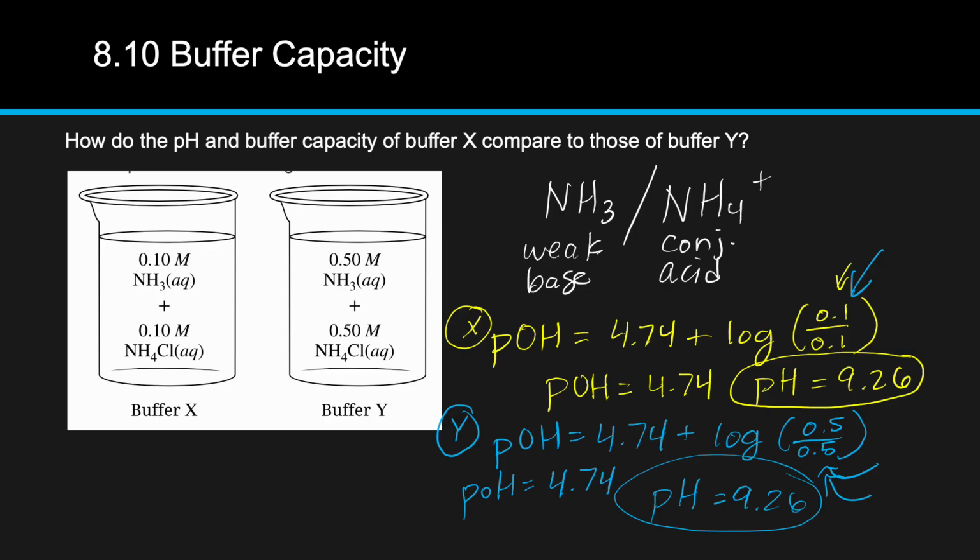Now moving on to buffer capacity. First, we found out the pH is going to be the same in buffer X and buffer Y. Now let's look at buffer capacity. Remember, the more you have, the more acid or base it can neutralize, so the higher the capacity. Looking at buffer Y, we clearly have a lot more of our weak base and our conjugate acid, which means it has a higher buffer capacity or can take on more acid or base without a big change in pH.